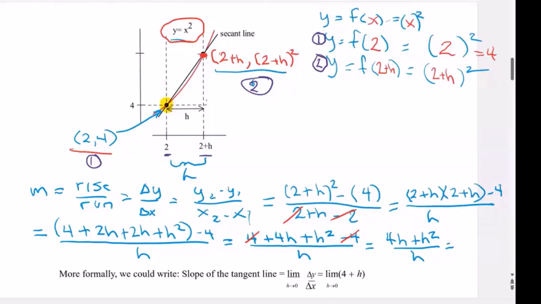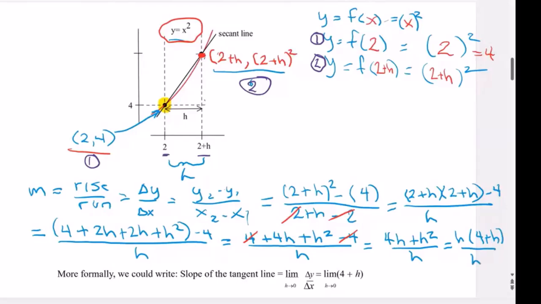And I'm going to factor an h out, and I get 4 plus h times h over h. And I can always cancel factors. So h is a factor, and h is by itself. And what I end up with is 4 plus h.